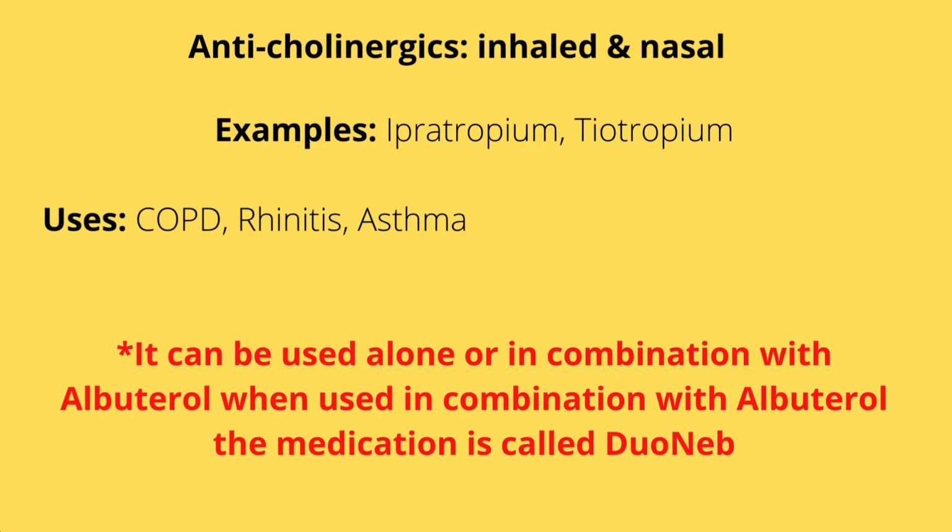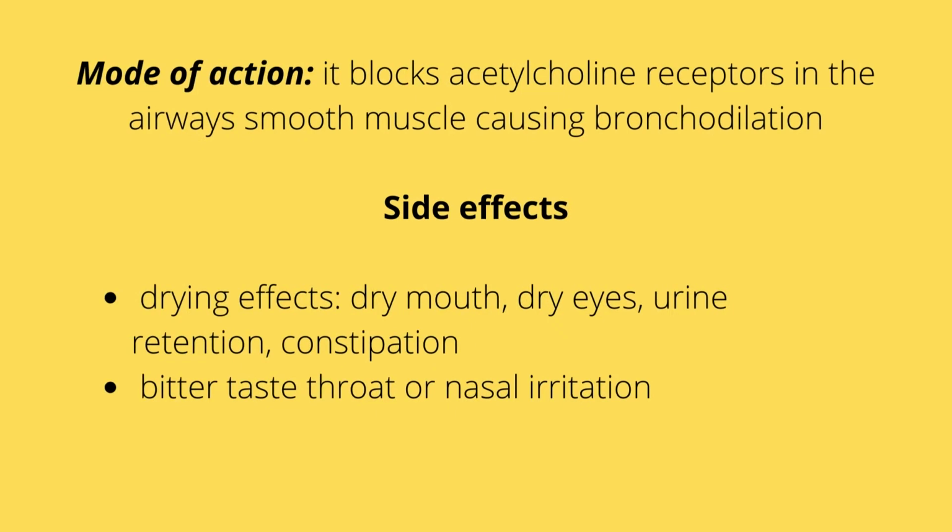Its mode of action, it blocks acetylcholine receptors in the airways' smooth muscle, causing bronchodilation. And remember, acetylcholine, it's what causes the muscles to have their fluid, right? Moisture. And since we are blocking acetylcholine, what are our side effects? It's drying side effects. So you're going to have a dry mouth. You're going to get constipated. You're going to have dry eyes because you're drying up. Anywhere you have smooth muscles dries up.